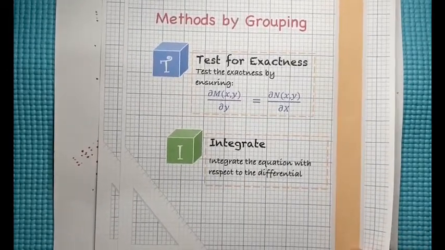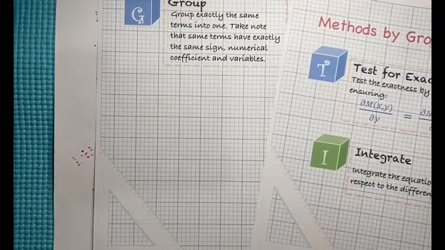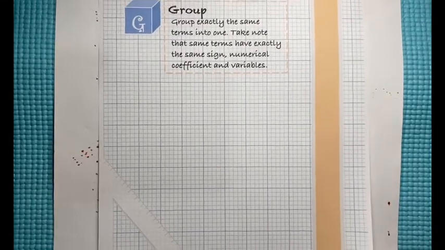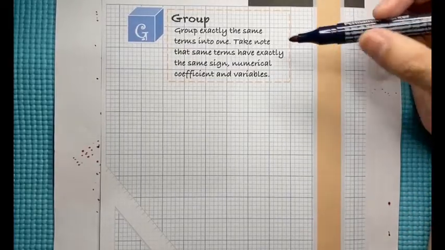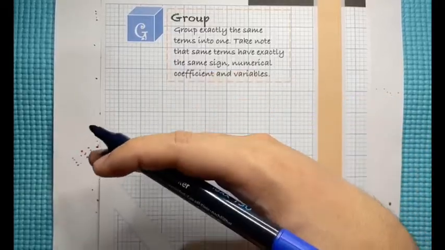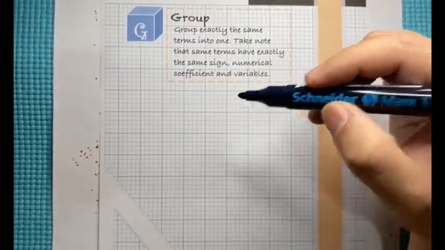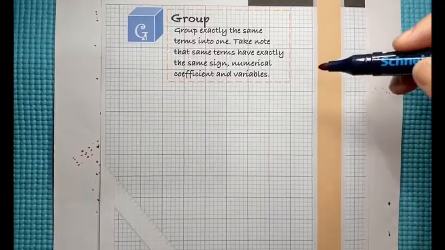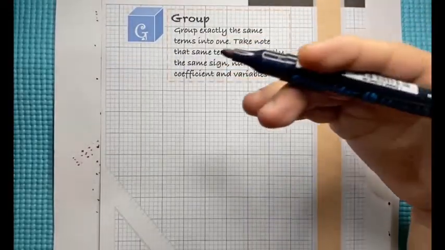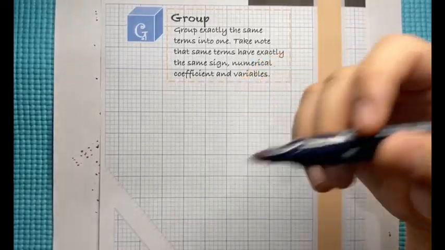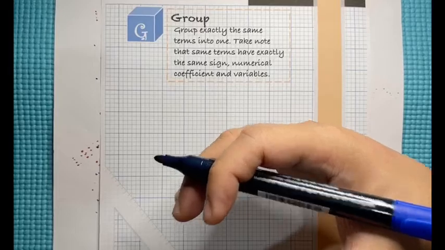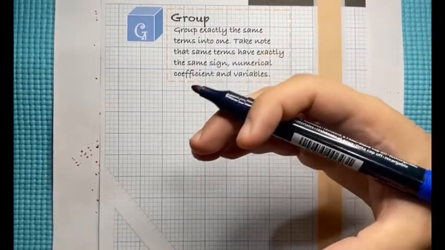And then once we were able to do that, we can group exactly the same terms into one. So we will arrive at multiple terms. However, there are terms which are actually exact. So when I say exact, the variables and the constants are the same, the signs are the same as well. If it is positive, both are positive, therefore those could be grouped. If both are negative, therefore those could be grouped.